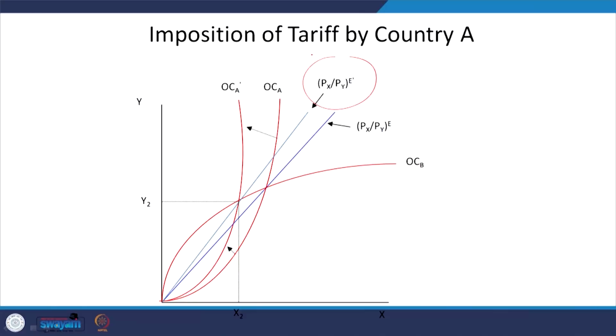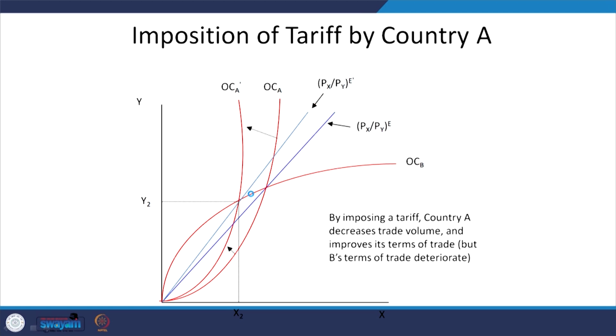Now, with this we have already explained, this is Px by Py at the new equilibrium point, shifted towards the left and reaching a new equilibrium point. So, let us come back to the interpretation once again. By imposing a tariff, country A decreases trade volume by import and improves its terms of trade, but B's terms of trade deteriorates. Why is it so? Because there is less demand in the international market.